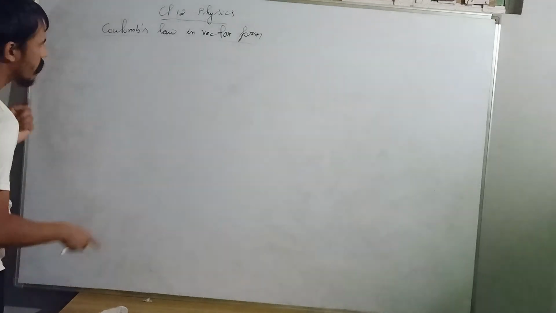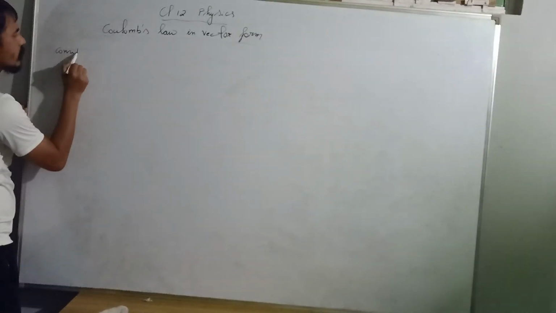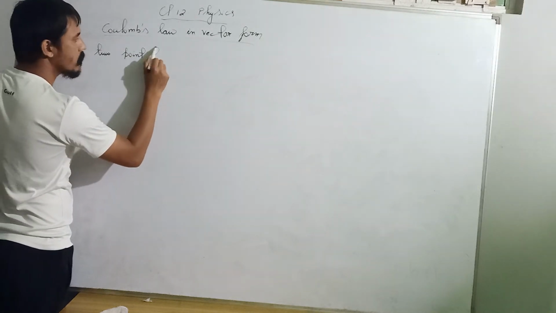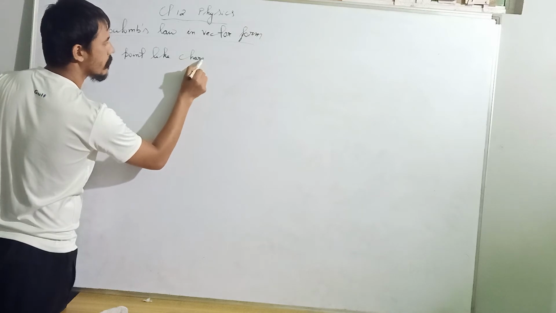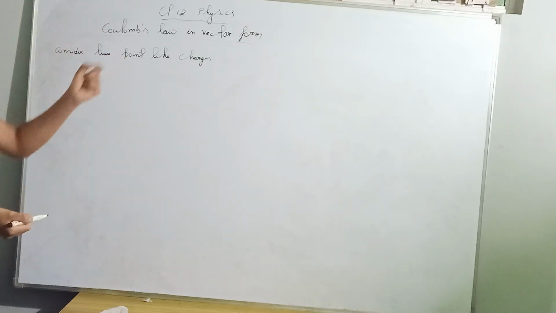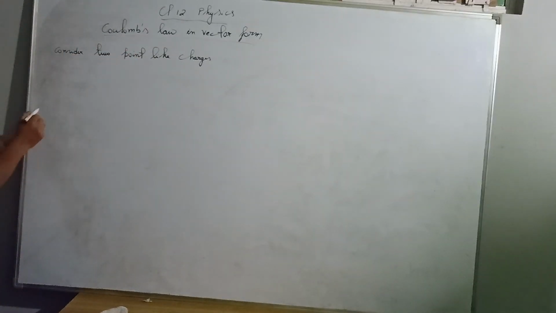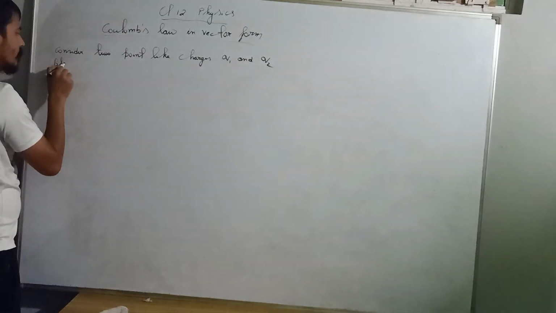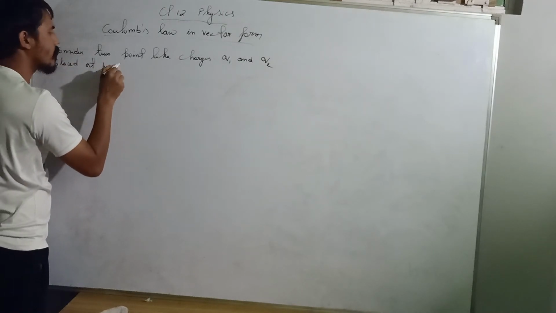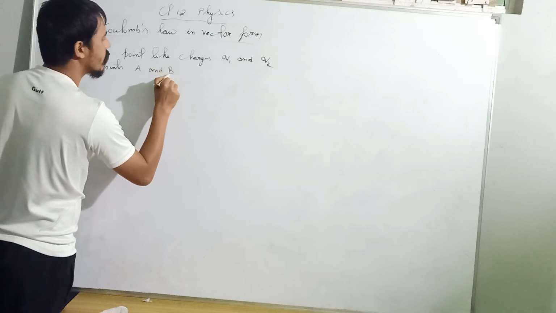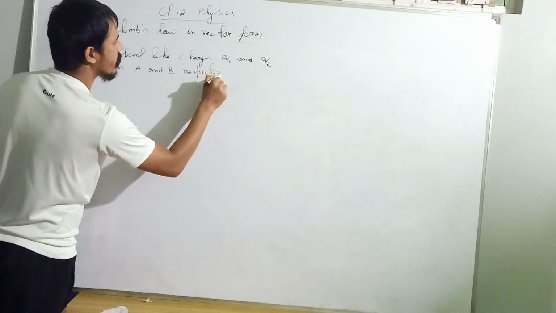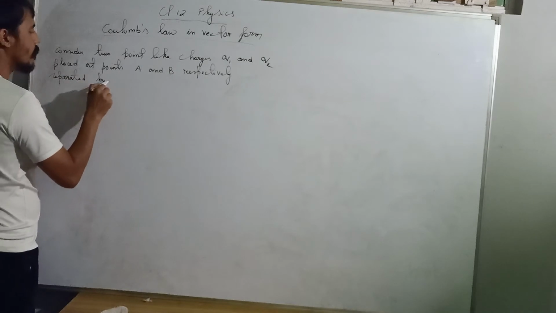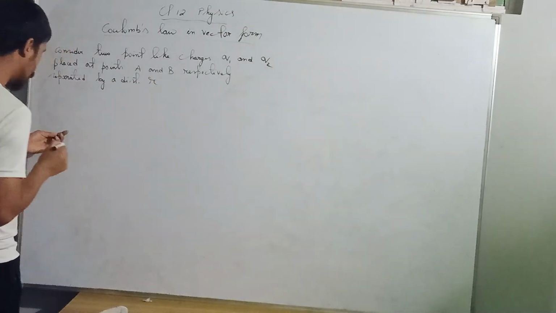Coulomb's law in vector form. I'm going to do it like this. Consider two point-like charges, Q1 and Q2, placed at points A and B respectively, separated by a distance r.